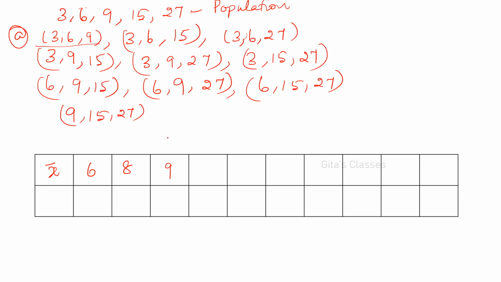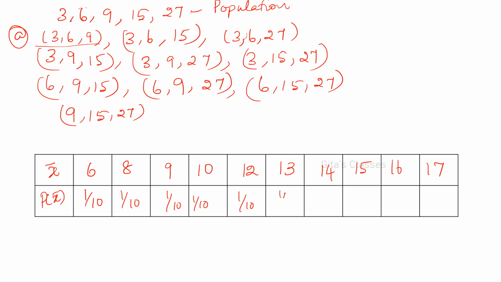So x bar. If you find out for all, you will be getting these values: 6, 8, 9, 10, 12, 13, 14, 15, 16 and 17. I am writing them in increasing order, not in the original order. So 10 values you will get. 10 samples are there, no? Yes, 10 samples and 10 values. Now you are asked to assign each value probability 1 by 10.